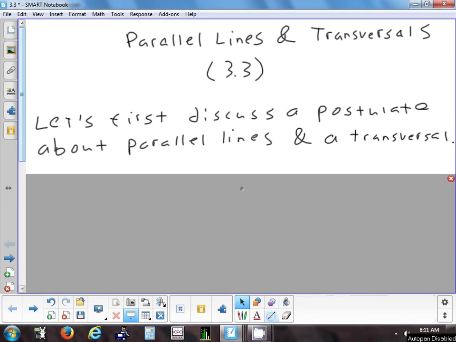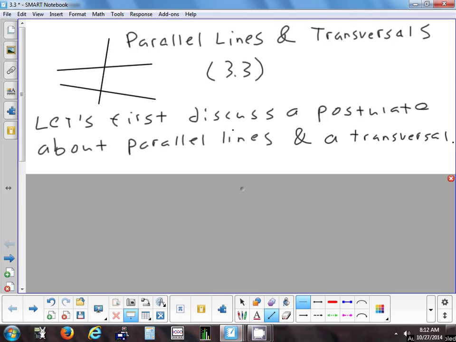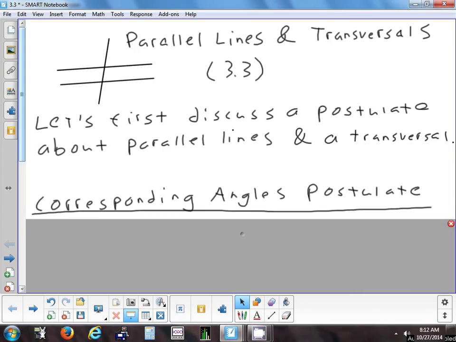Okay, before we had them drawn, and they could be like this. Okay, there's two lines cut by a transversal, but they're not parallel. Okay. Today, it'll be more like that. So we're going to start off with a postulate about corresponding angles. Okay, let's just look at the diagram I just drew.